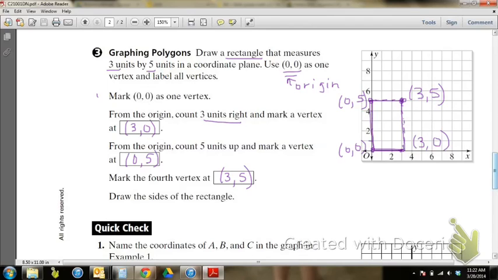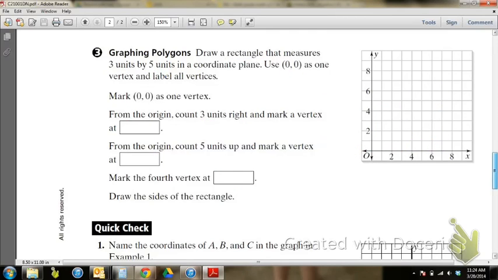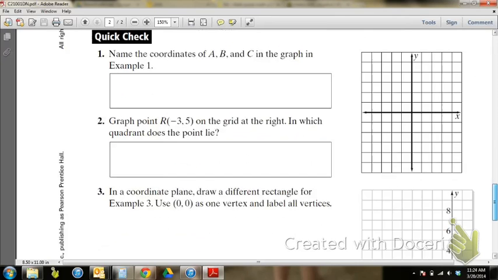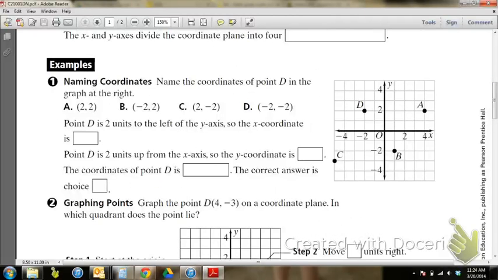Okay, so now in the quick checks, you're going to name the coordinates of A, B, C in the graph of example 1. So if you go back up and look at example 1, here's point A, here's point B, and here's point C. So in quick check number 1, go ahead and name the coordinates of those 3 points and put your answers in the box. Then for quick check 2, graph point R at negative 3, 5 in the grid to the right, and say which quadrant it lands in.